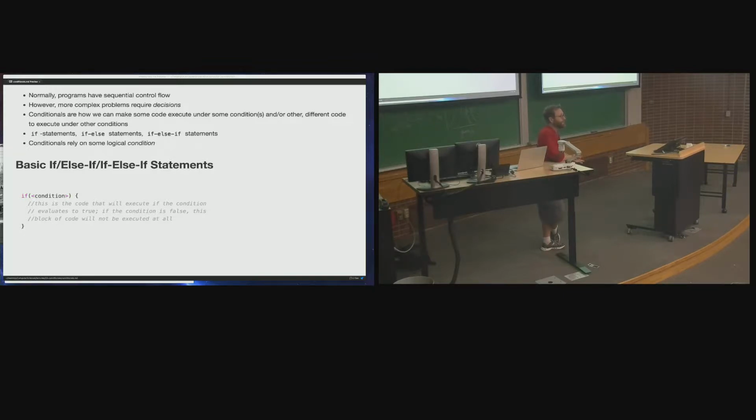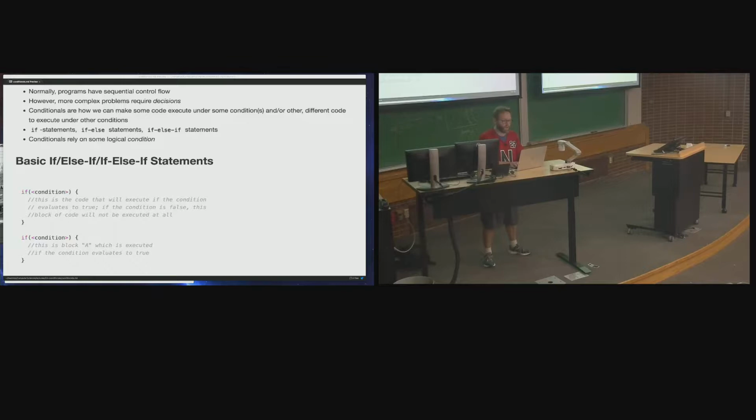So this is a simple if statement. Execute this piece of code or don't execute this piece of code, depending on whether your condition is true or false, respectively. You can get a little bit more general by providing an else statement. So I'll go ahead and repeat what we have up there. This is block A. For lack of a better term, I'll just say that it's the first block, which is executed if the condition evaluates to true.